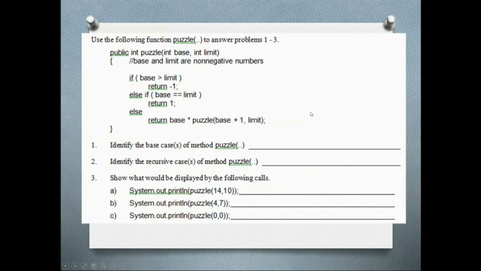This is exercise number 1. Number 1, you are going to identify the base case of this puzzle. Puzzle is the method name. You can find which one is returning a default value. So you can say that both of them are base cases. So 2 base cases are there.